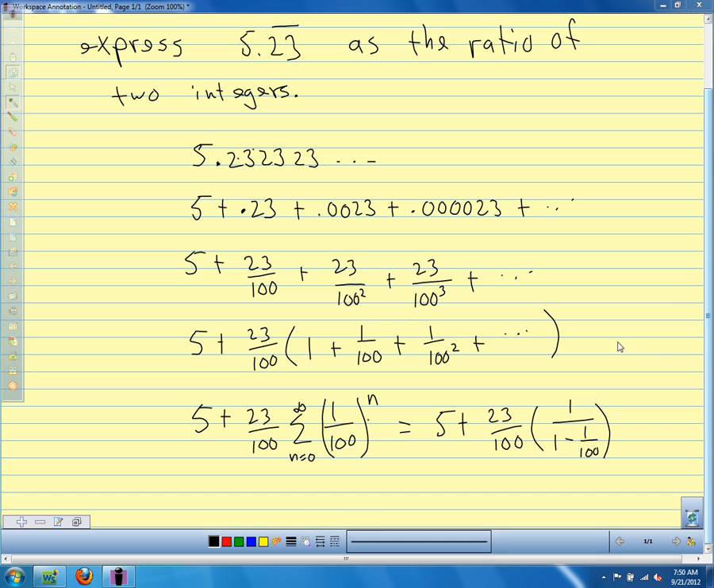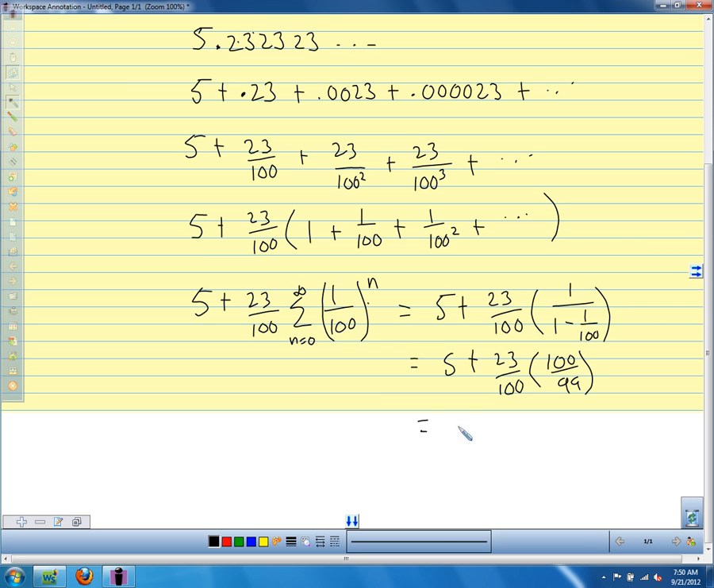And we get that this is 5 plus 23 over 100 times 100 over 99, which is what Liam said earlier. 5 plus 23 over 99, and if we turn this into a fraction instead of a mixed fraction, so 5.23 repeating equals 518 over 99. And we've expressed this repeating decimal as the ratio of two integers.